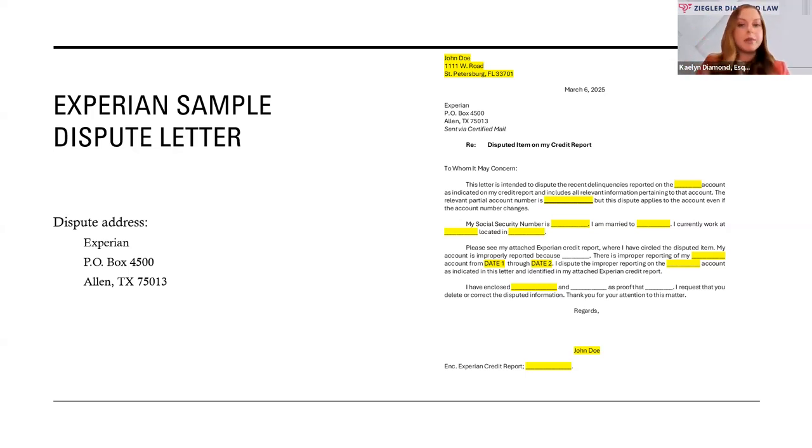And you would attach the same information here that was attached to the other letters, with the exception of this time you would want the pages from your Experian credit report that show the inaccurate account information, circled, highlighted, attached to your Experian letter.